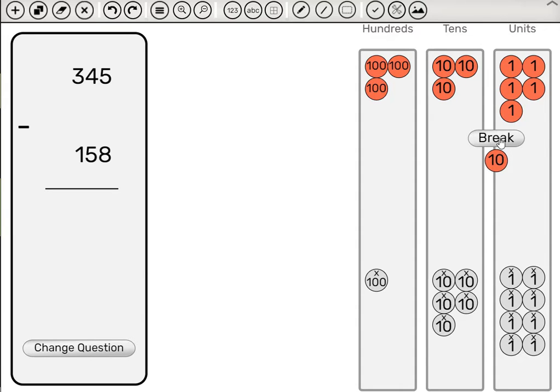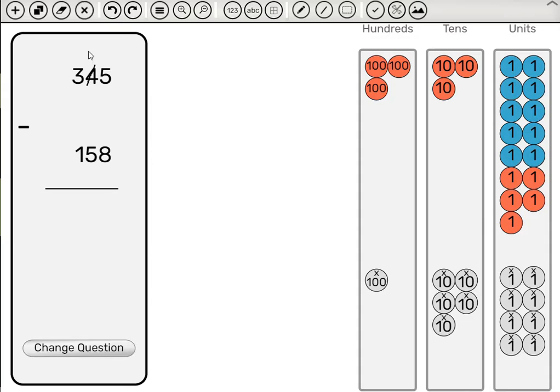And now we have this button, Break. Let's click it. And the 10 broke into 10 units. Let's drag them here, and they combine. So in the algorithm, instead of 4 tens, we now only have 3 tens. And instead of 5, we have 15. So we can see how this visual part helps us understand the meaning of this algorithm.